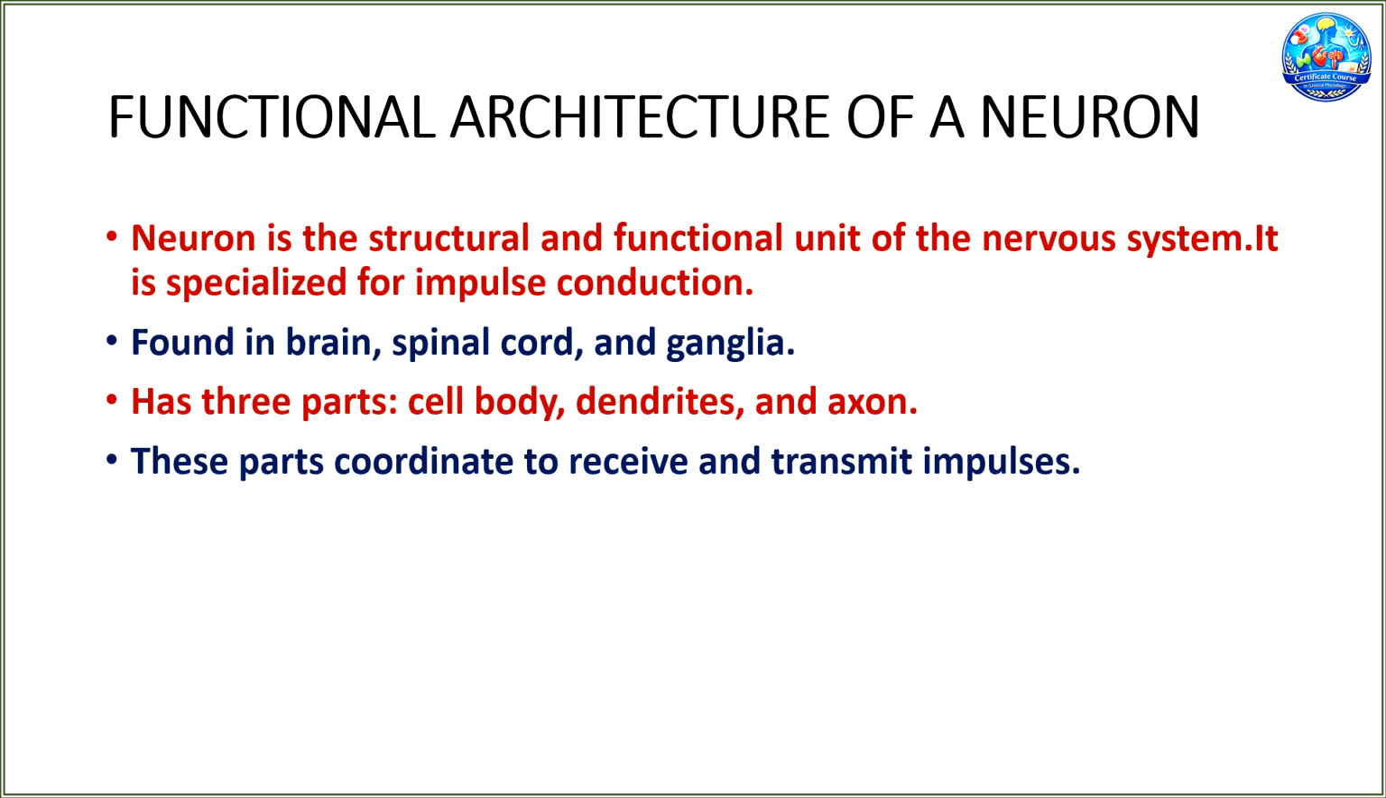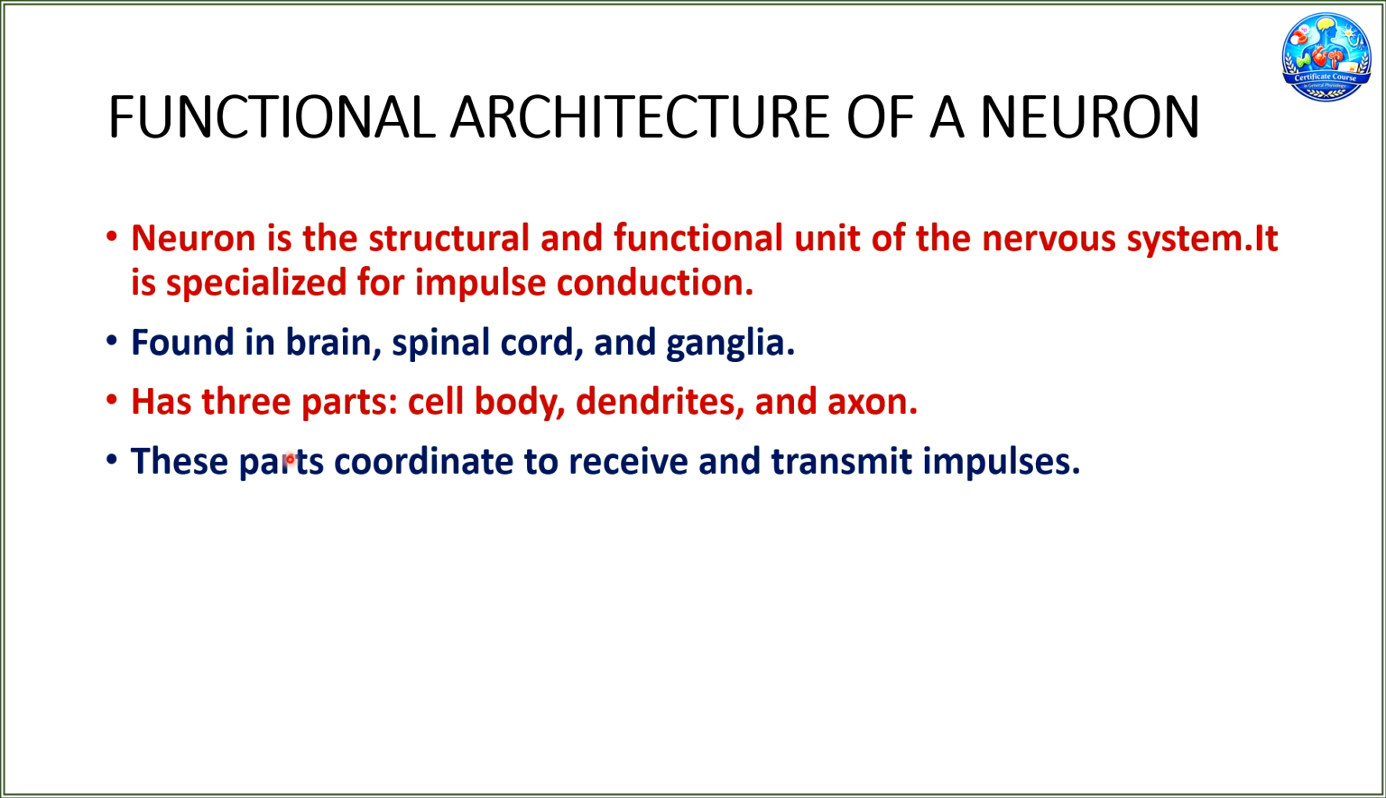Functional architecture of a neuron. A neuron is regarded as a morphological as well as a functional unit of the nervous system because it is structurally specialized and performs the essential function of impulse conduction. Neurons are located in the gray matter of the brain and spinal cord, as well as in ganglia associated with cranial and spinal nerves and the autonomic nervous system.